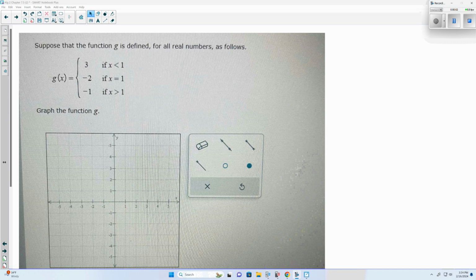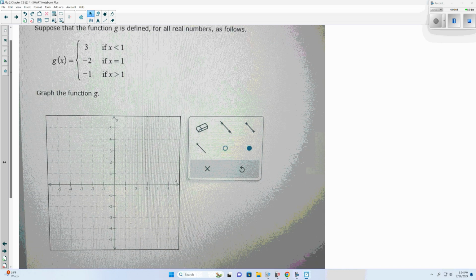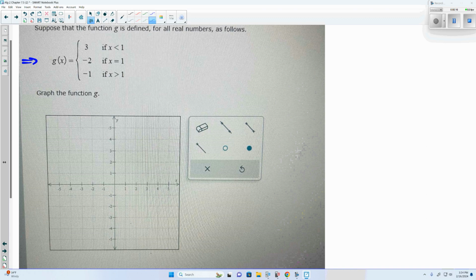So what we're doing here is just a little short video on graphing piecewise functions. We define it as a piecewise function because it has different pieces that make up the overall function. Now we do have certain conditions for each of these piecewise functions.